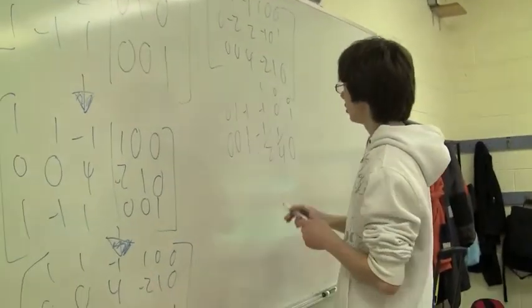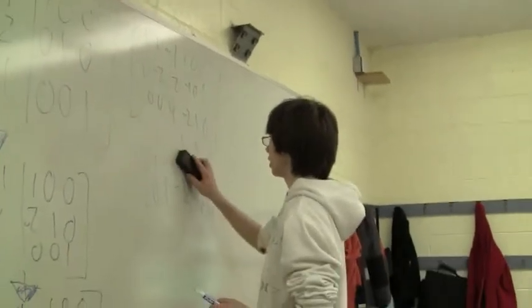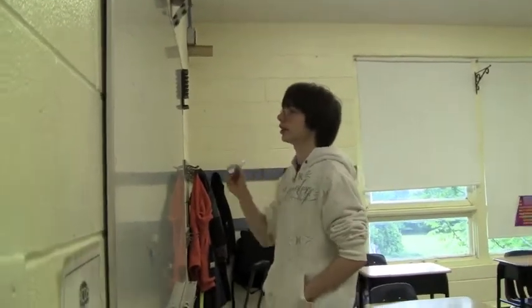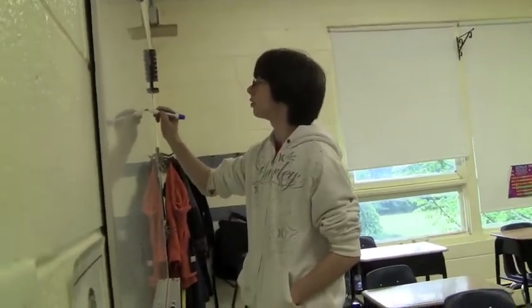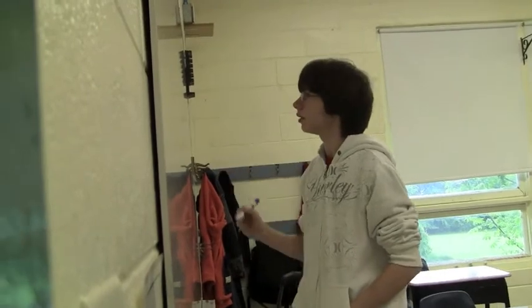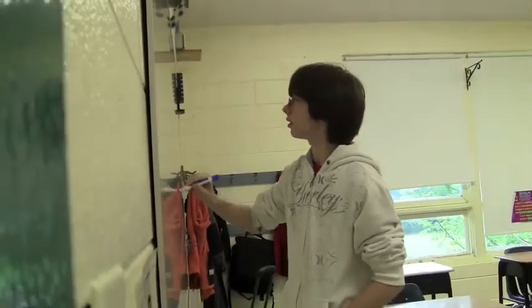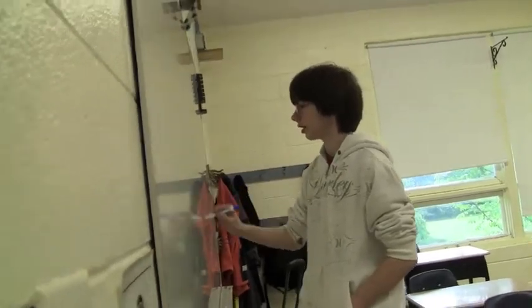And then I'll make this a positive 1. This one is a negative 1. This one, we're dividing by negative 2. So this one will become negative 1 divided by negative 2, so that's 1/2, 0, negative 1/2. Then the other row is the same. And you've got this. Next step.